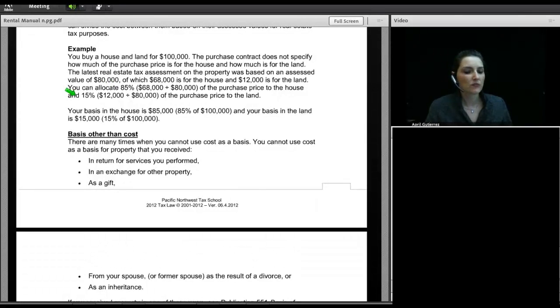So you would take that ratio of 85% and multiply it by the purchase price of the house, $100,000, to arrive at the basis in the house for depreciation, $85,000. And the other 15%, or $15,000, is going to be for land and is not depreciable.